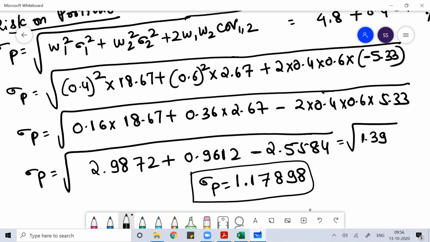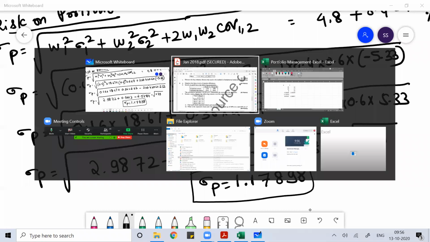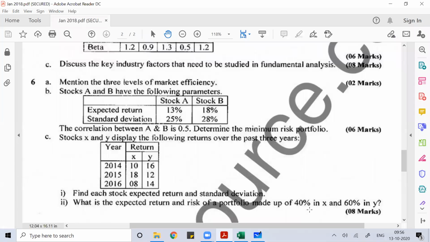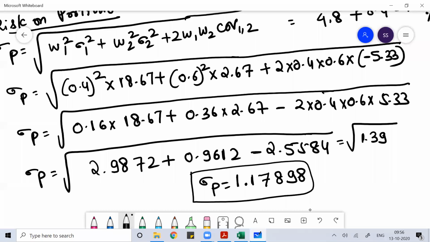Clear? Anyone have any doubt? Anyone have any doubt?